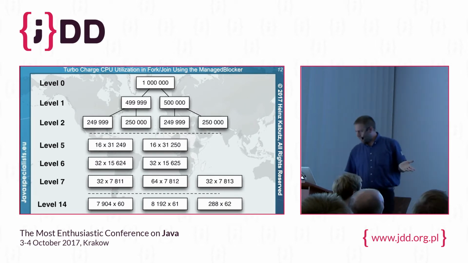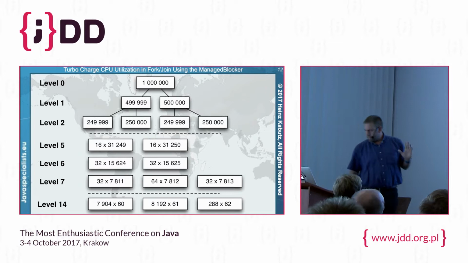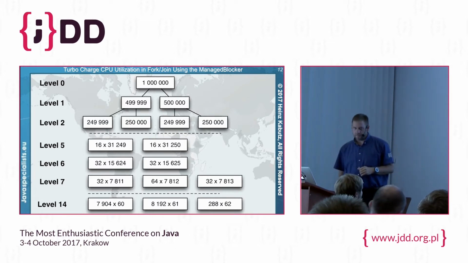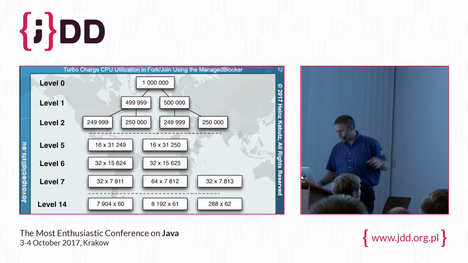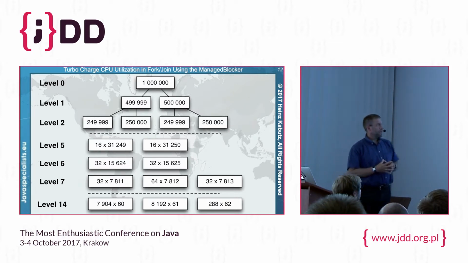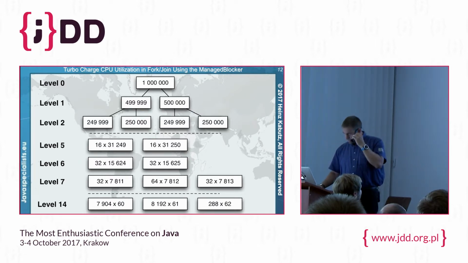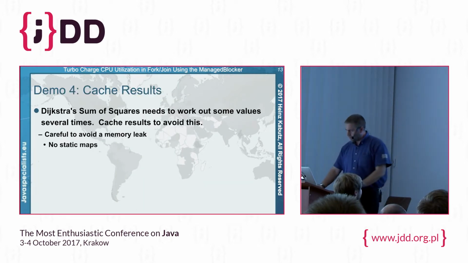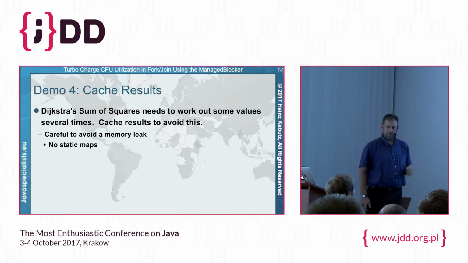At level 14, you're working out Fibonacci of 60 almost 8,000 times. And so when you combine them back again, there's a lot of numbers being generated which are all duplicated. So this is where we can actually improve as well, is to cache some of the results.